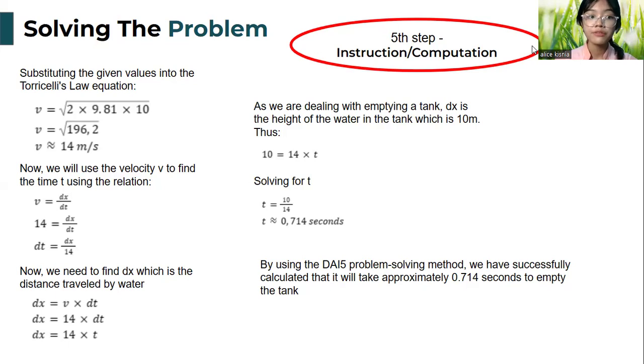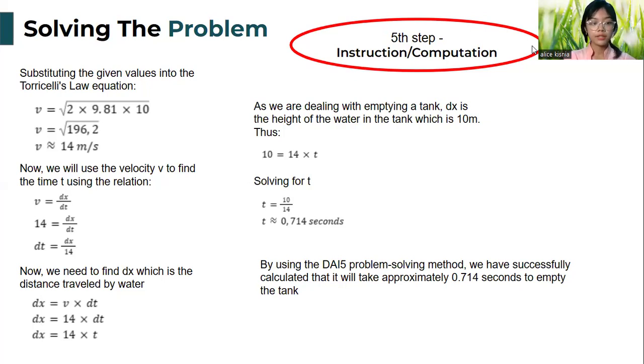So here is the last step, computing. We have to substitute the given values into the theoretical law equation. By substituting the given numbers, we got v equal to 14 meters per second. So now we will use the velocity v to find the time t using the relation v equals dx per dt, because this is the relation of the change of x with respect to t.